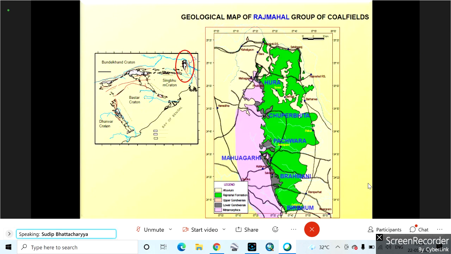The Rajmahal Trap, you have seen the green one. The red one, the pink one, is this small one; I am giving the larger one. So this is your basement, and this black or gray one is the Barakars. These are your sedimentaries, and this whole part is sedimentaries, covered up by the Rajmahal group of rocks.